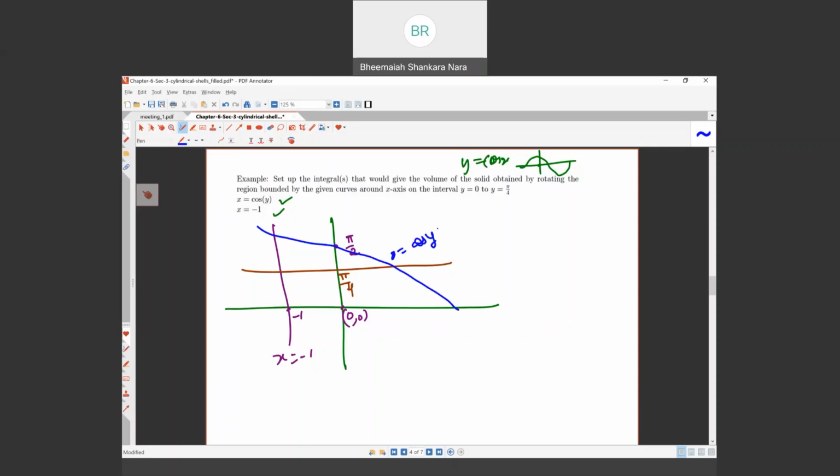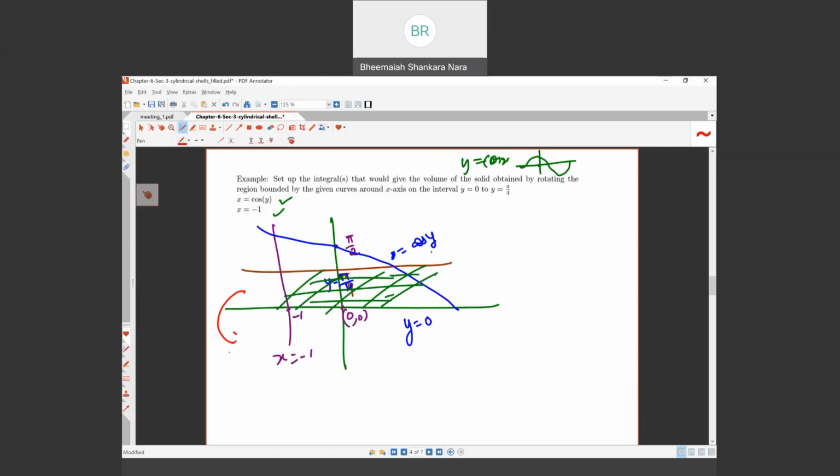And the problem also says the solid obtained by rotating the region bounded between the curves around the x-axis on the line y equal to 0 to y equal to pi over 4. We've already drawn y equal to 0. Let me draw y equal to pi over 4. So it's this region, which I'm going to shade with green. So we will rotate this region about the x-axis. So this will be the direction of the rotation.